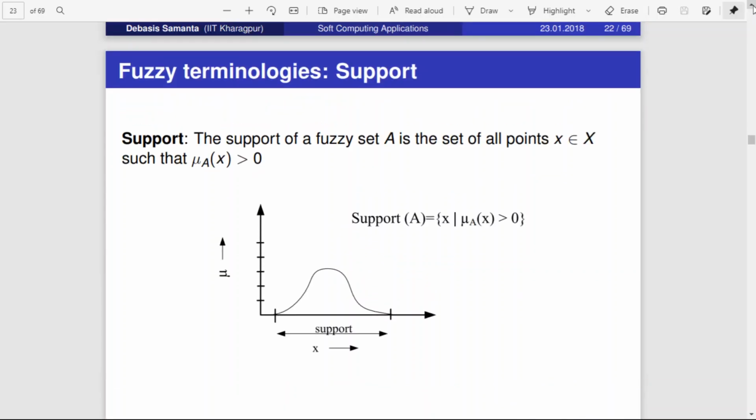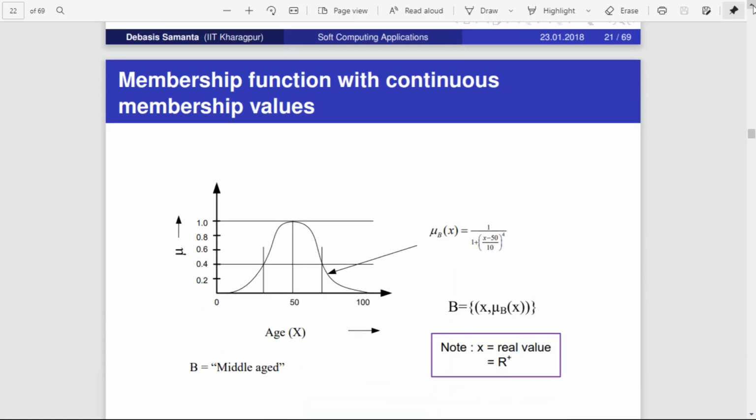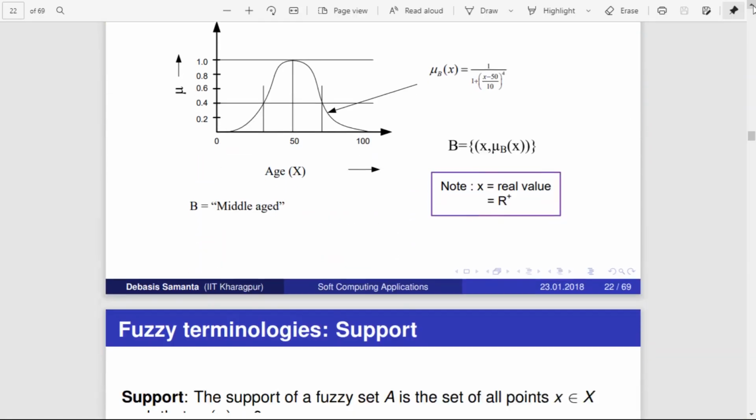Welcome. So in the last lecture we have discussed what a crisp set is and what a fuzzy set is, and towards the end we discussed the introduction to membership function, and what type of values the membership function can take. It can take both discrete values and continuous values depending on the type of the membership function. So these things we have discussed in the last lecture.